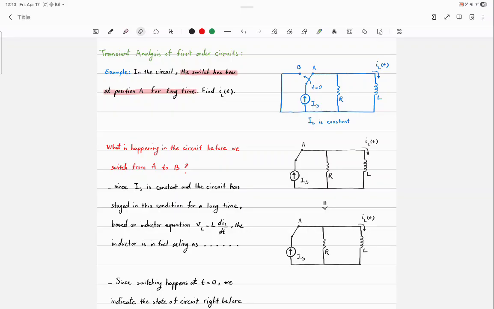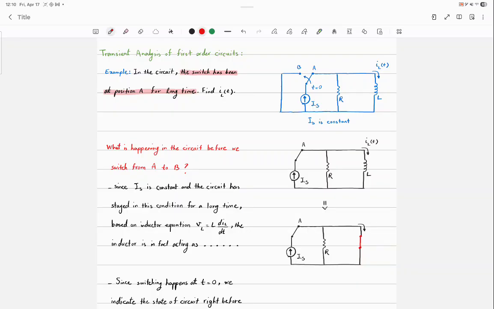Is this a DC circuit or no? Yes. IS is constant. Do you see that? The term IS is constant. It's not changing by time. So this is a DC circuit. So what can I do to IL? Just replace it with a piece of wire, like a short circuit. I'm going to do something else on the circuit.